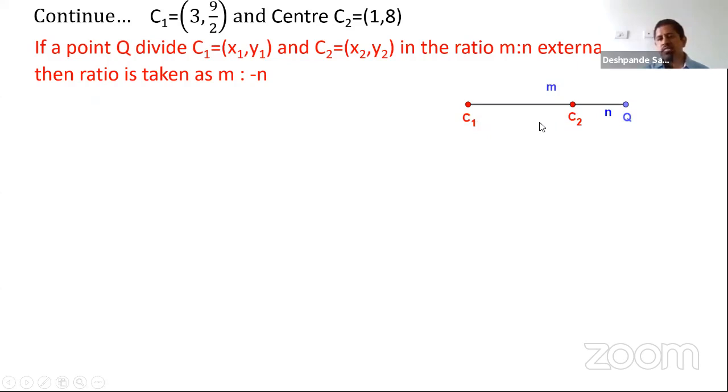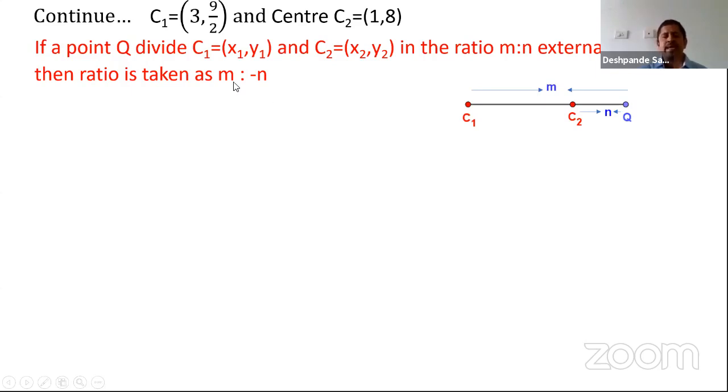Now here you got C1, C2. What you have done is from C1 you have gone to the point Q. But where you are supposed to reach, you have to reach actually C2. You have to go from C1 to C2, but you have taken extra distance up to Q. So the extra distance is waste. So you have to come back to the point C2. When you come back, you are going to take the negative direction. So it is M is to minus N. Okay, so if the point Q divides C1, C2 in the ratio M is to N externally, then the ratio is taken as M is to minus N.